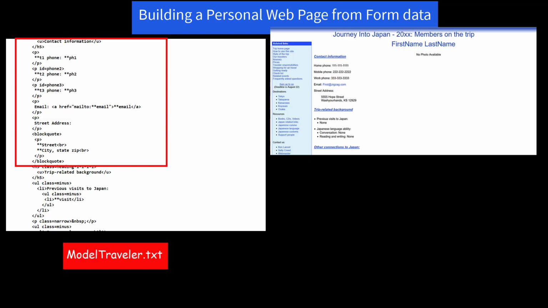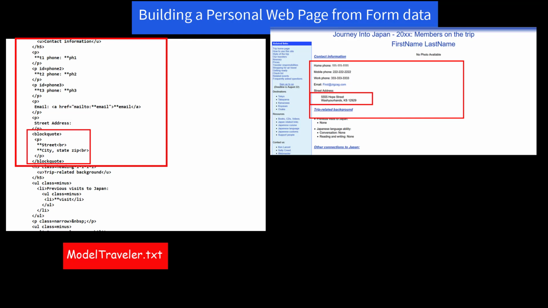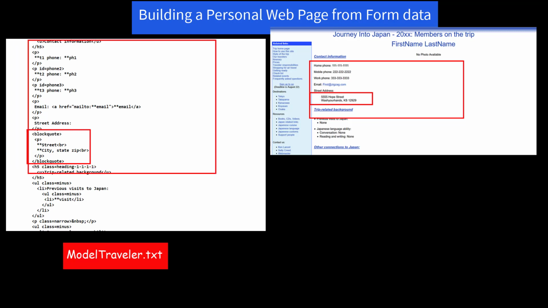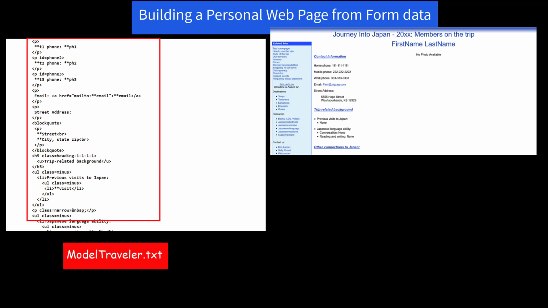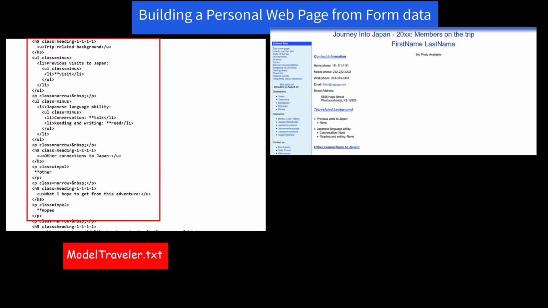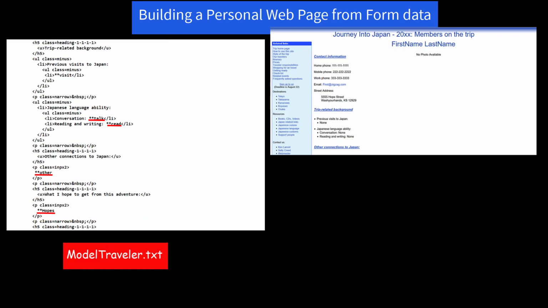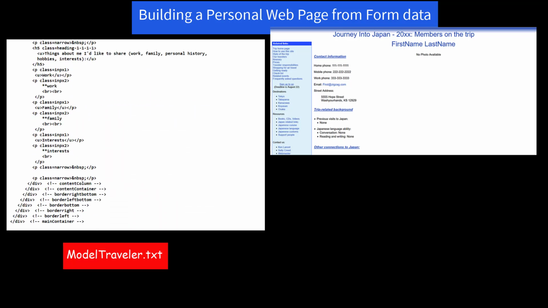Pretty cool. The use of the block quote element is to ensure the content displays just as it was generated. Notice the replacement elements are indented on the lines following the P start tag, so they are indented in the resulting page. Now we come to the trip-related background section. Nothing out of the ordinary here now that we're getting used to seeing replacement indicator strings. Next is the personal information section. The extra BR elements are there just to create spacing on the form for aesthetic reasons.